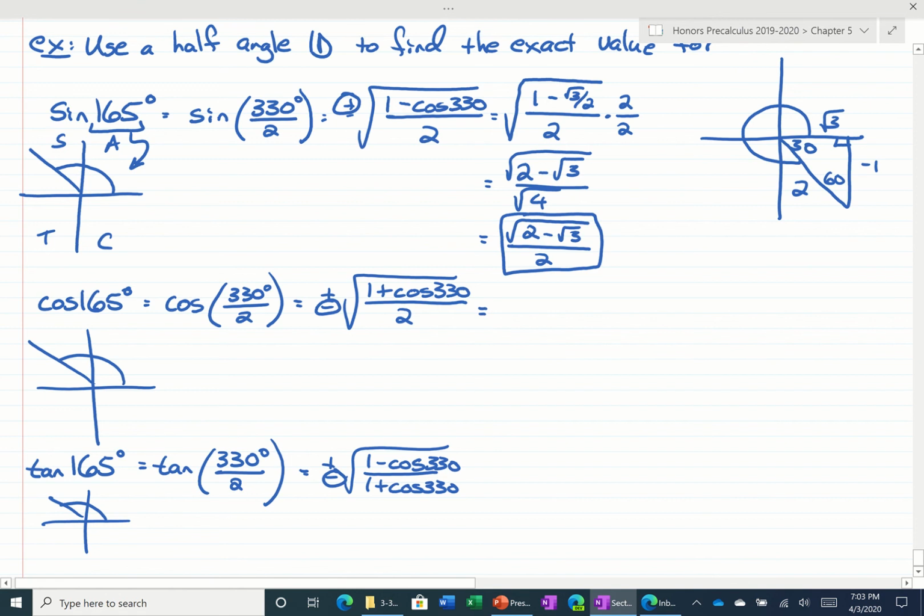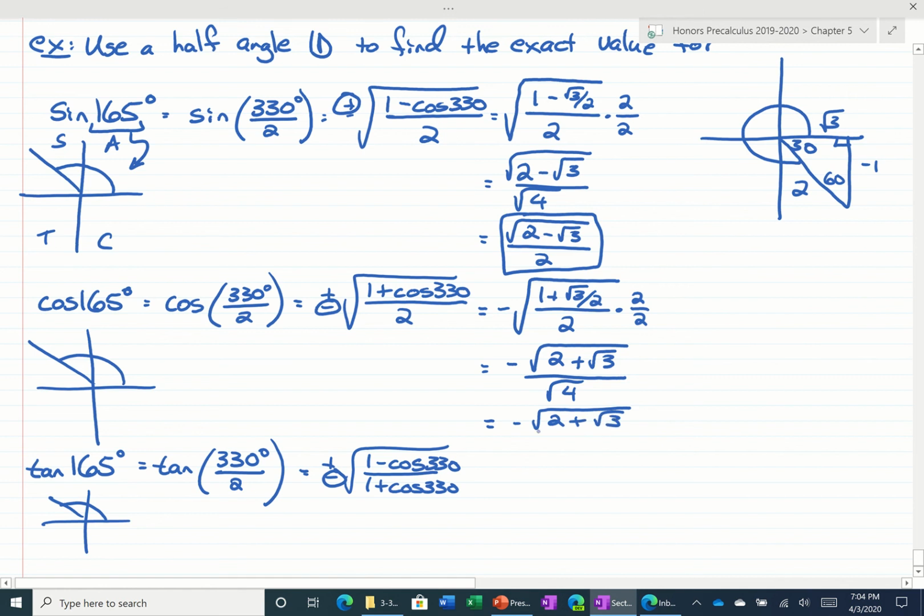Now for the cosine, it's going to be a negative answer. Square root of 1 plus the cosine over 2. To get rid of this radical, we can multiply top and bottom by 2 over 2. Or it's really square root of 2 over square root of 2. But inside the radical, we're going to be multiplying by 2 over 2. This gives us a negative square root of 2 plus root 3 all over the square root of 4, which gives us a final answer for the cosine of negative square root of 2 plus root 3 all over 2.